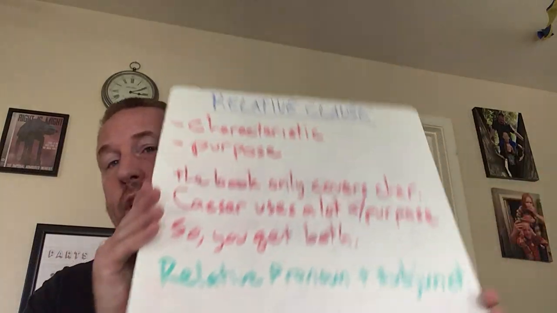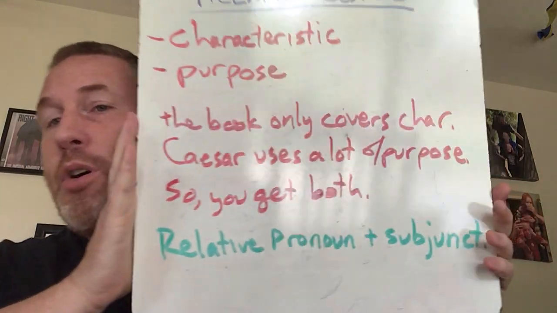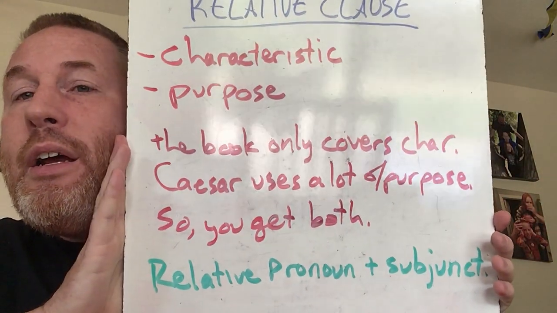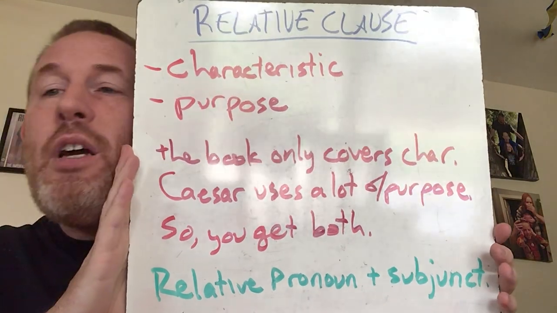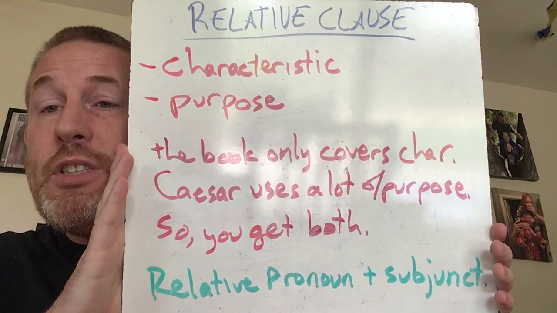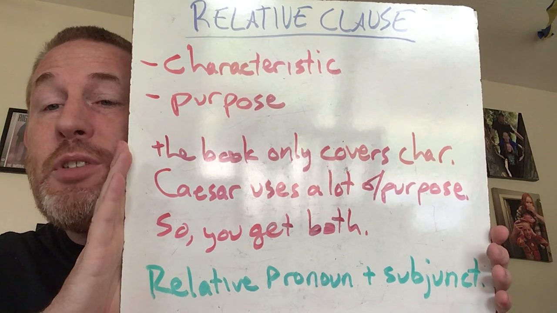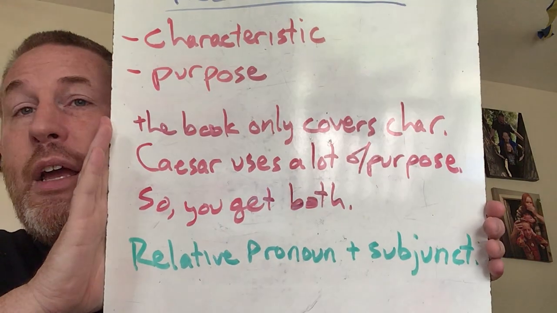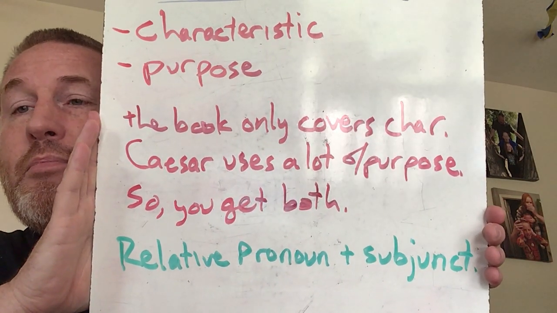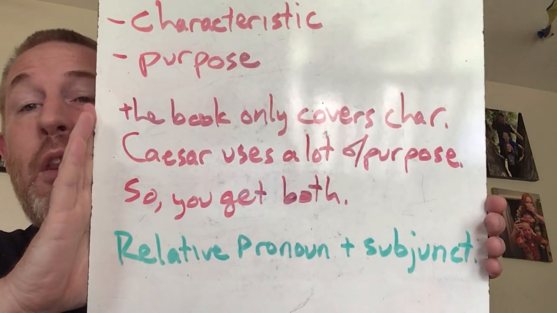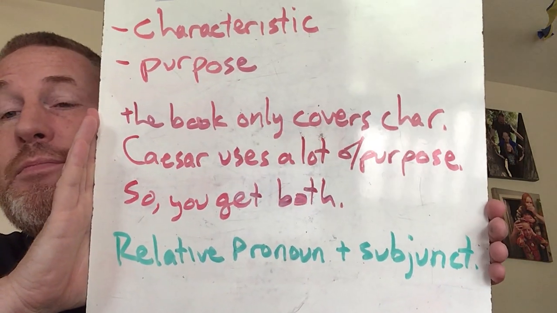So here's how it works. A relative clause of characteristic or a relative clause of purpose. The book only covers characteristic, okay? But Caesar uses a lot of purpose, so you have to deal with both. And the formula is essentially relative pronoun plus the subjunctive. That's all, okay? So relative pronoun plus the subjunctive.